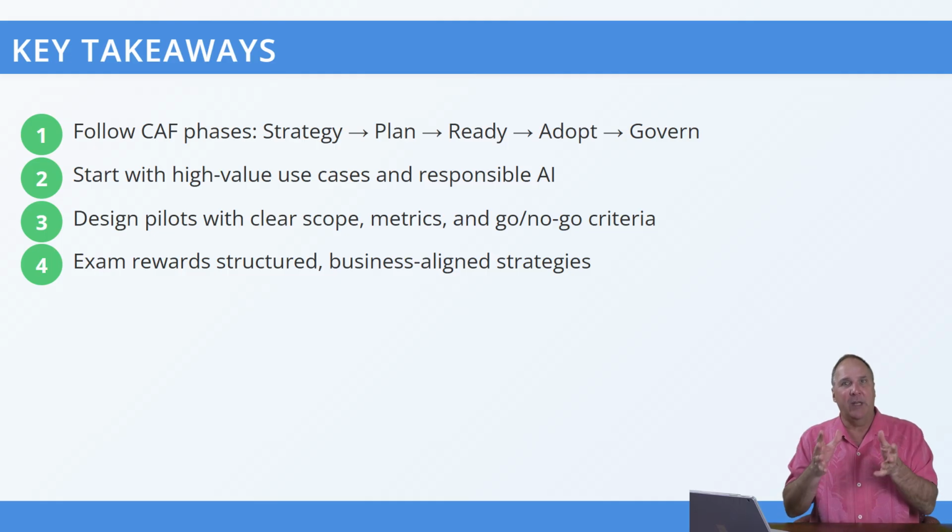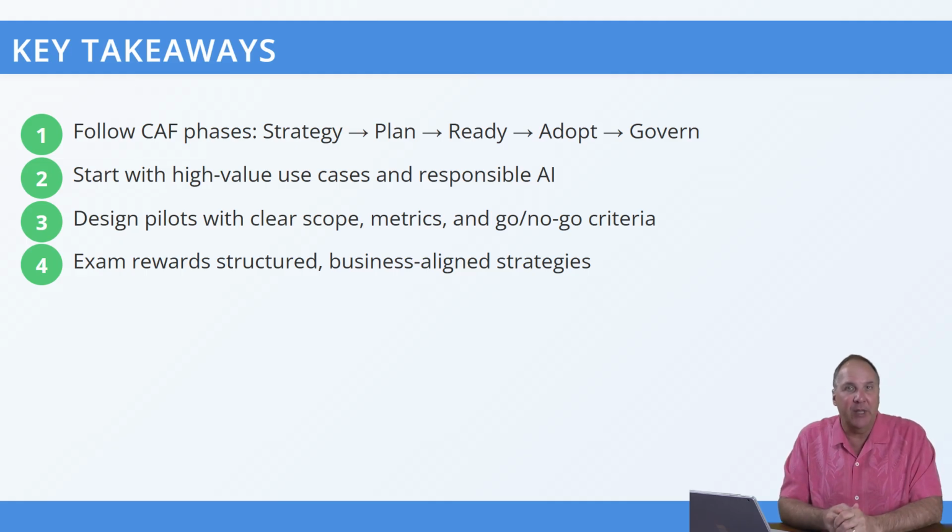4 things that we need to remember. First, CAF phases guide structure adoption, but they're iterative, not linear. Second, build a center of excellence, CoE, to centralize governance and prevent silos. Third, design pilots with clear scope, metrics, and go or no-go criteria. Fourth, align your strategy to your business outcomes. That's what the exam is testing.